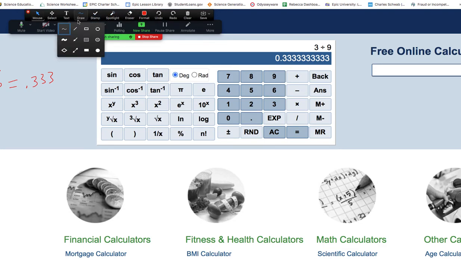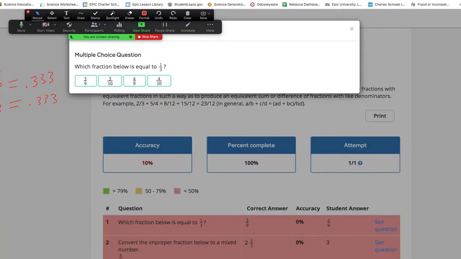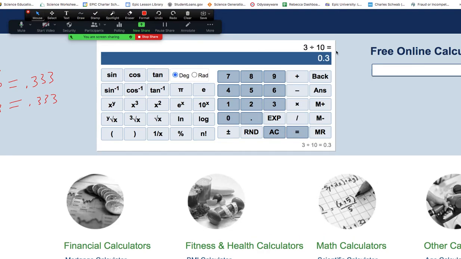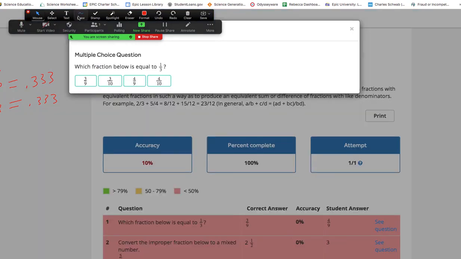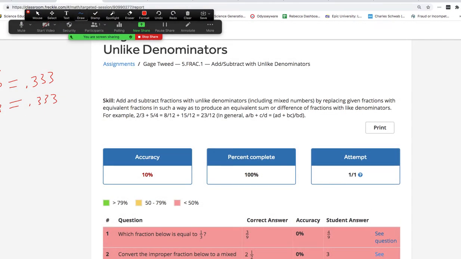So let's write that down. 3/9 is equal to 0.333. And the other one was 3/10. Go back to your calculator. 3 divided by 10. That's 0.3. So we have 3/10 is equal to 0.3.